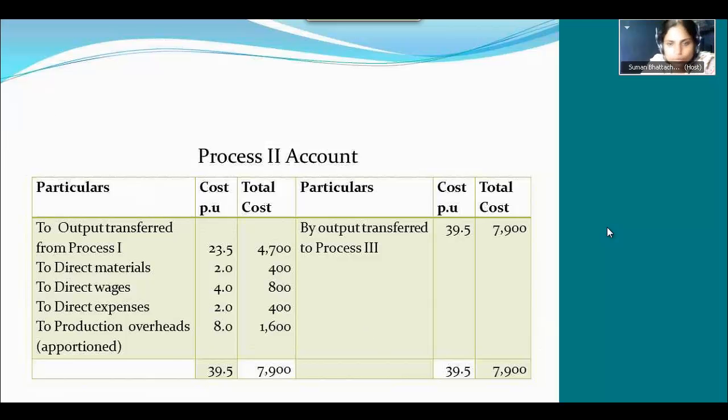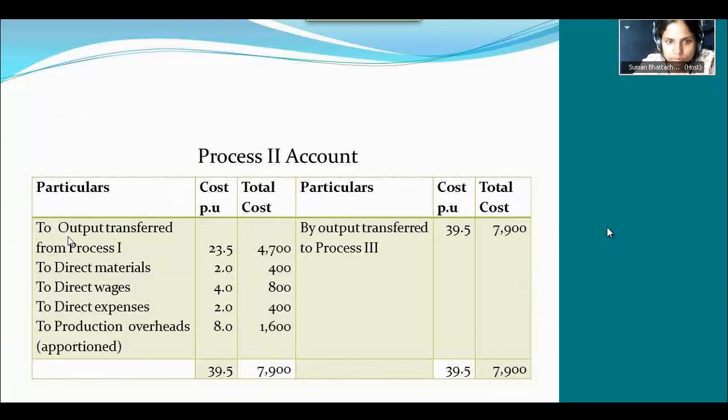Now process 2. In process 2, again it will have 6 columns: particulars, cost per unit, total cost, particulars, cost per unit, and total cost. Now in process 1, we got the output of 4,700, and cost per unit is 23.5 rupees. So now from process 1, we will transfer to process 2. So it will come on the debit side as output transferred from process 1.